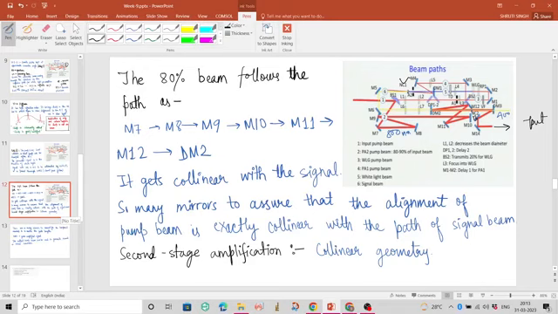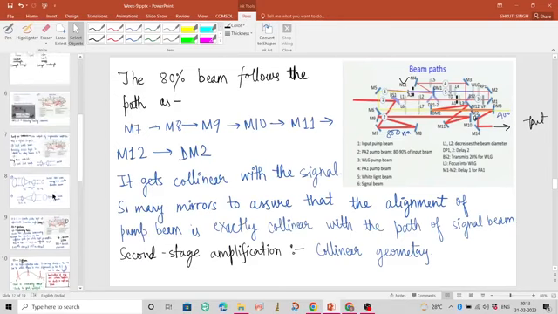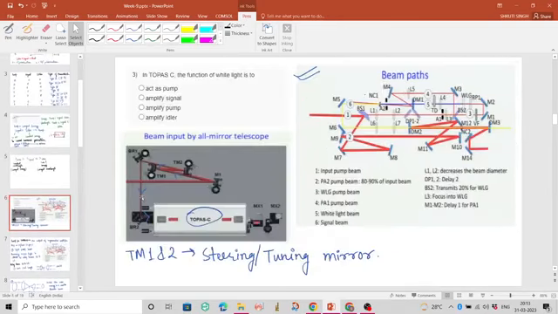Now let's come back. We have two questions regarding this, so let's discuss the questions now. This was the setup which I explained. Now question 3: the function of the white light is to act as pump, to amplify signal, amplify pump, or amplify idler. Here, what is white light doing?